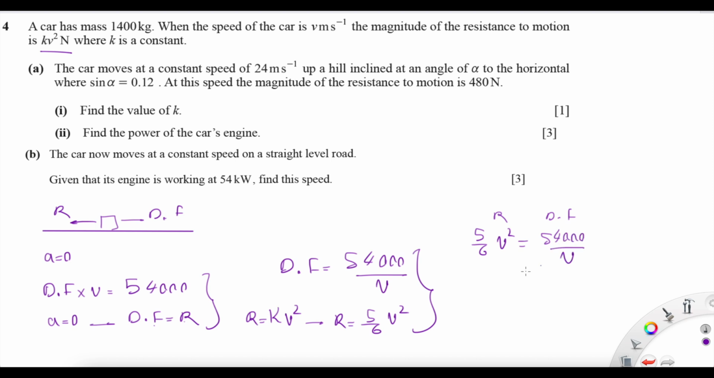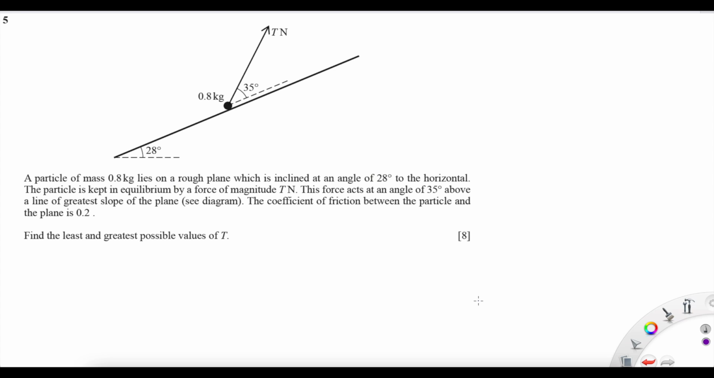Here driving force is 54,000 over v. So v cubed will be equal to 6 times 54,000 divided by 5. Taking the cube root, v will be approximately 40.2 meters per second. Question number 5.